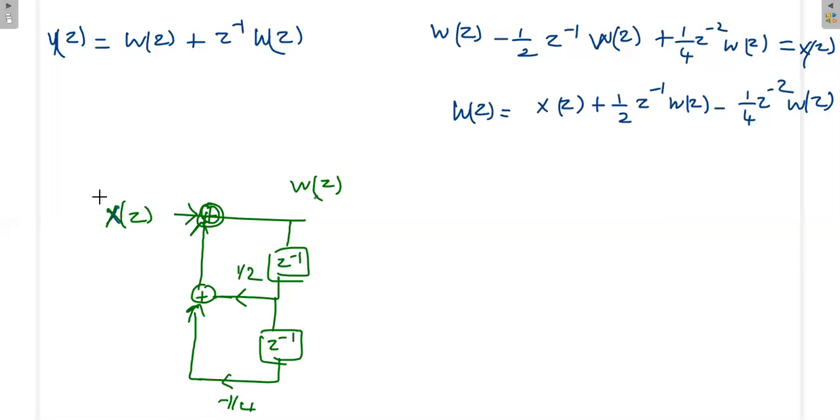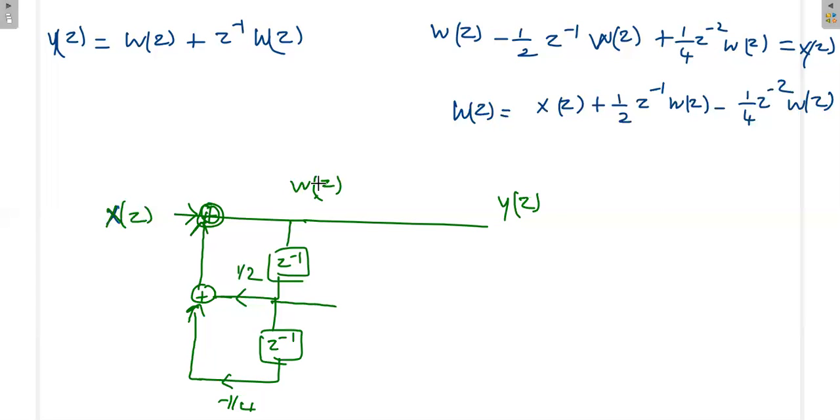w z is equal to x of z with z inverse into 1 by 2, that is 1 by 2 z inverse, and then minus 1 by 4 z power minus 2. Okay, so similarly we have to realize this also. Finally we are getting y of z. Say y of z is here. Okay, w z is directly there. Again w z is also delayed by the factor of 1, that is multiplied with z inverse. Okay, that I can get easily from here.